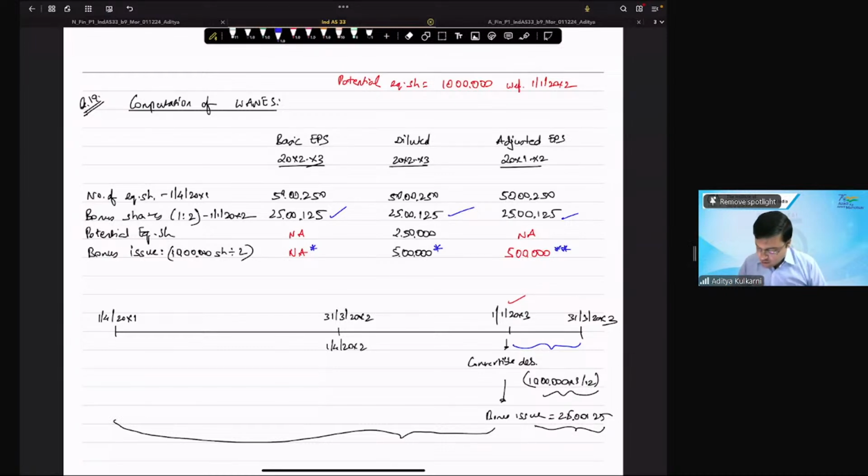Yes, sir. So now take the total. This will be 75 lakh 375. This will be 82 lakh 50,375, and this will be 80 lakh 375. Are we okay with this? Yes.